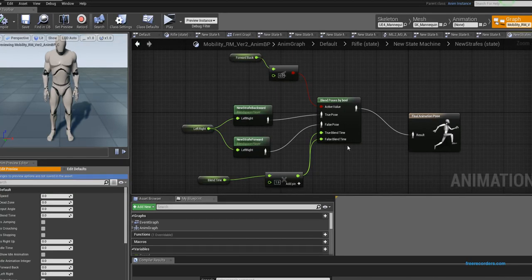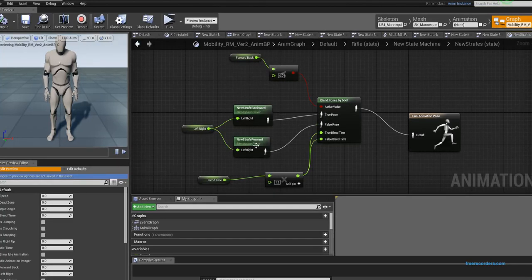Yeah, this is a really short video to talk about the two different strafing blend spaces and how I'm attempting to blend between the two. This took me 10 minutes, I guess, to figure out, but I'm not sure how Steve's doing it. This is my first attempt.